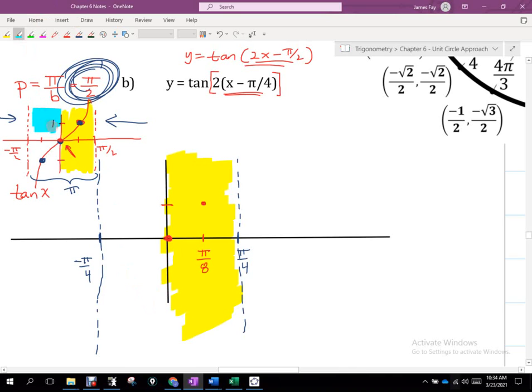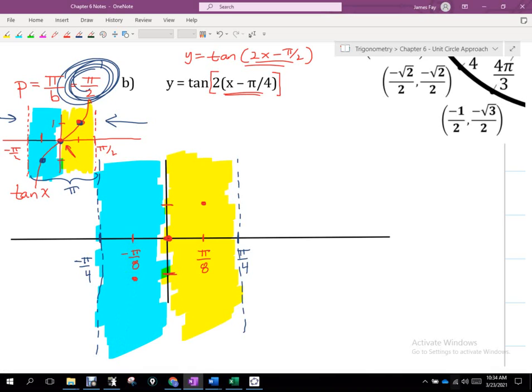And now this blue region correlates to this blue region. Halfway in between. So at negative pi over 8, we reach a height of negative 1. Okay? So, all we did there was we adjusted the period so far, right?